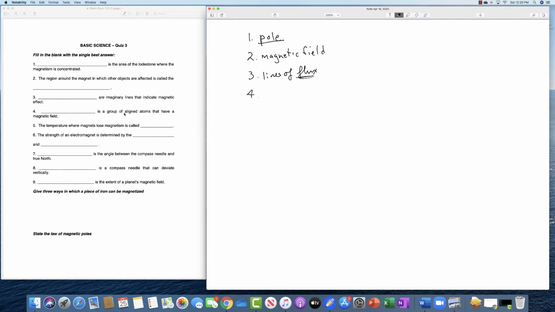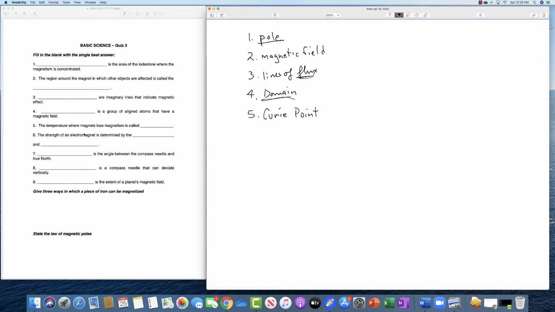Blank is a group of aligned atoms that have a magnetic field, and this is where magnetism comes from, and this is called a domain. So when these domains line up, then you have a magnetic field. The temperature at which a magnet loses its magnetism is called the Curie, like Madame Curie, point. I don't know if it's named after her because I don't recall her doing experiments in the area of magnetism, but the Curie point is the name of that temperature.